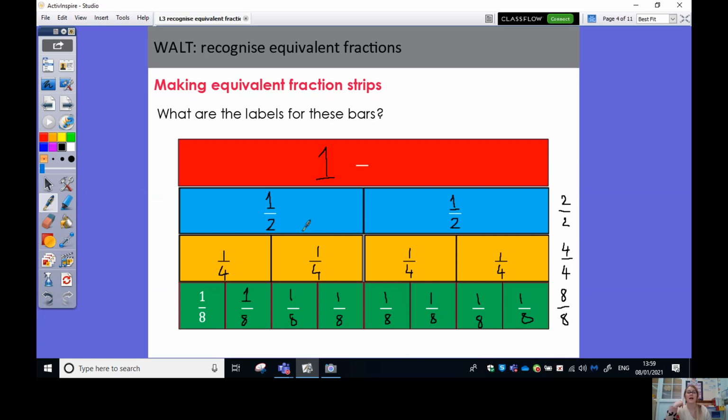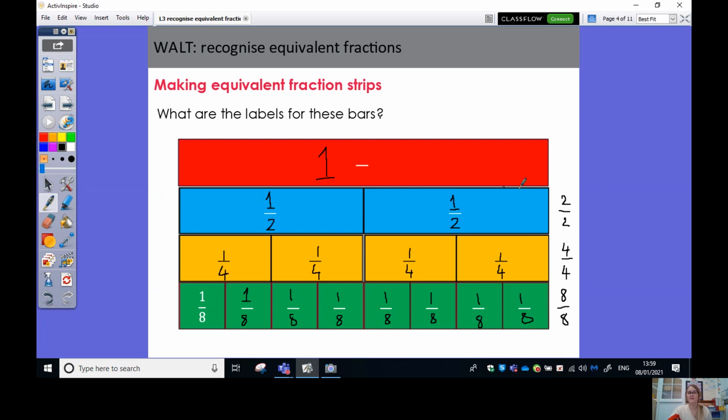So equivalent means that they are the same. Equal, sounds like the word equal. So if you look at the bars, the red bar is the same size as the 2 blue bars. It's also the same size as my 4 yellow parts and as the green. Okay, so that's starting to tell me that these are equivalent fractions.